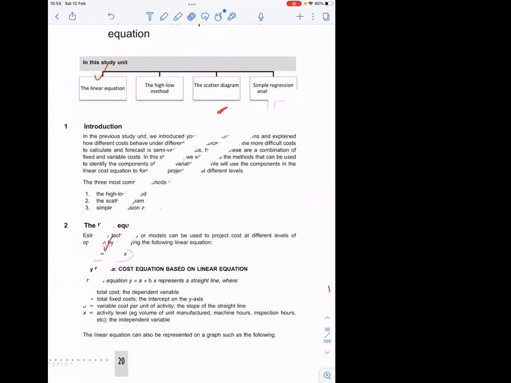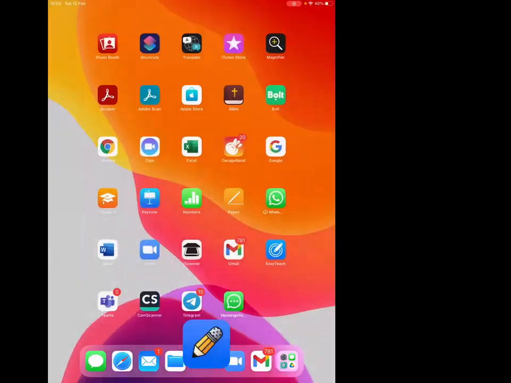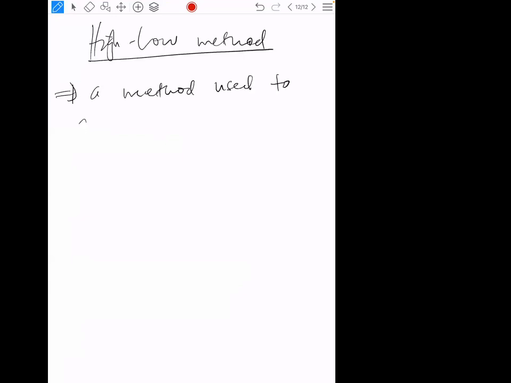Now we go to the next concept, the concept of the high-low method. Your friend, you will see it. What is the high-low method used for? High-low method, good people, is a method used to calculate variable costs per unit if total costs are given.